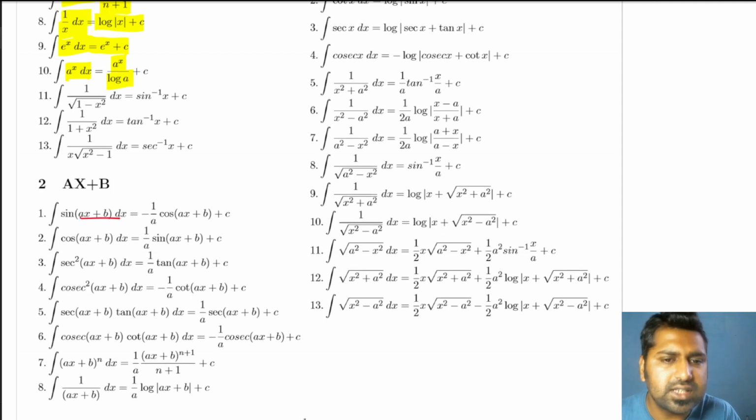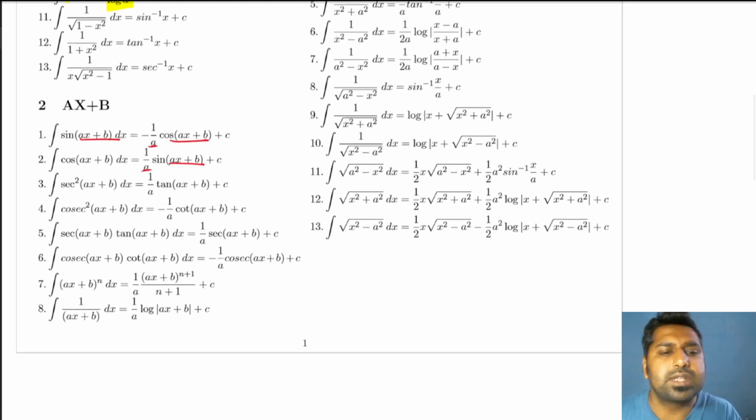Sin(ax plus b) integration is minus cos(ax plus b), just multiply by 1 by a. Similarly, cos(ax plus b) integration is sin(ax plus b), just multiply by 1 by a. Same with sec square, 1 by a tan(ax plus b), and cosec square, minus 1 by a cot(ax plus b), and everything else. Look at this one. Suppose (ax plus b) raised to power n is there. You consider the ax plus b part as some simple x. So the power will be increased by 1, divided by the same new power, and the coefficient of x comes out in the division. That's it.